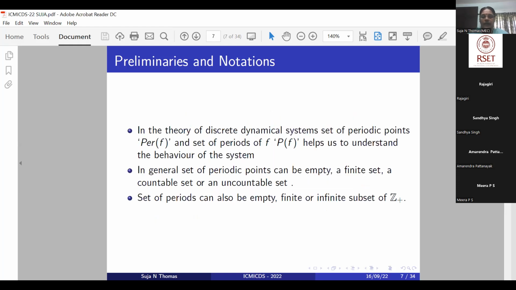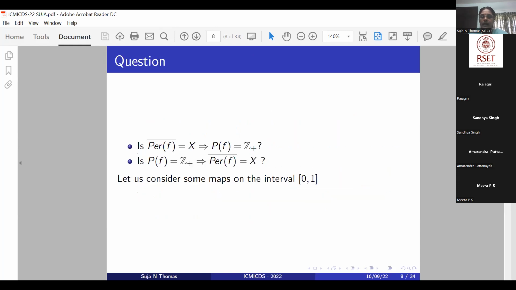In the theory of dynamical systems, Per(f) and P(f) help us to understand the behavior of the system. In general, the set of periodic points can be empty, a finite set, a countable set, or an uncountable set. The set of periods can also be empty, or a finite or infinite subset of Z plus. Now, the question is: do dense periodic points imply P(f) is equal to Z plus, and vice versa?